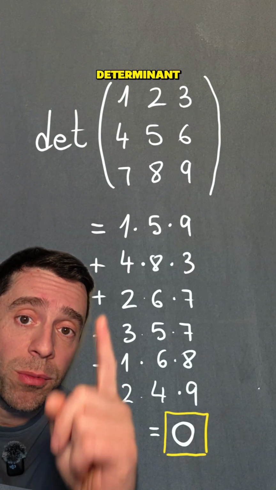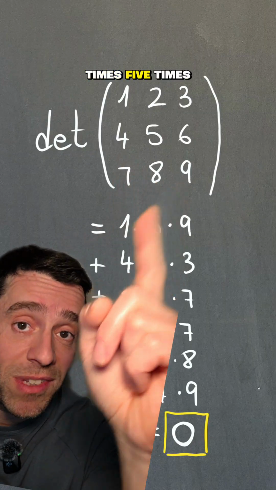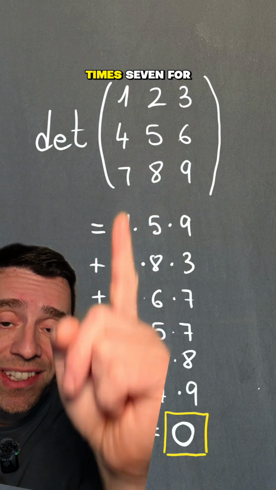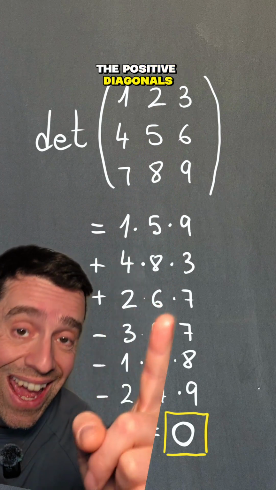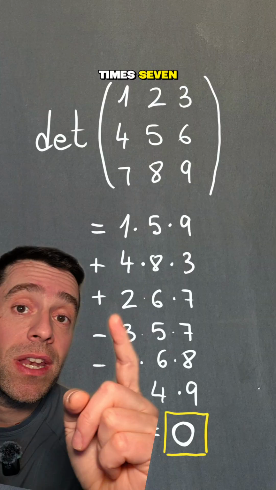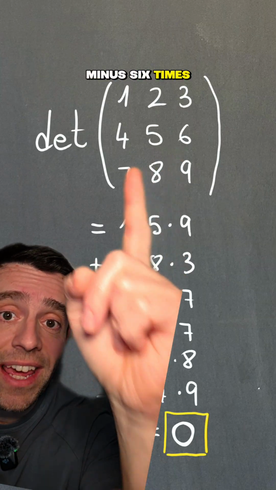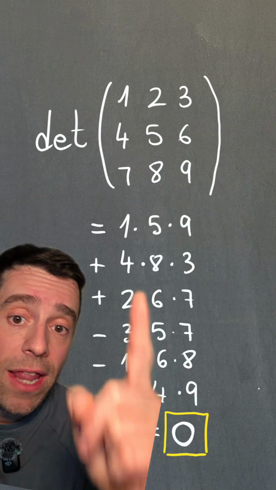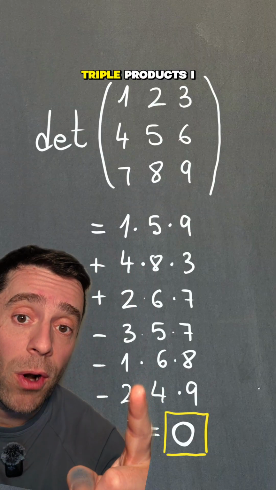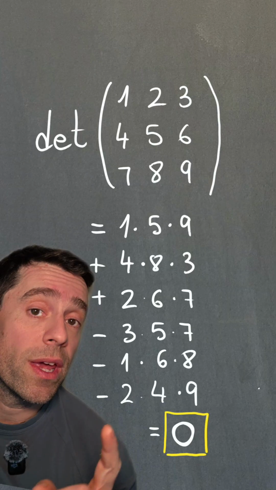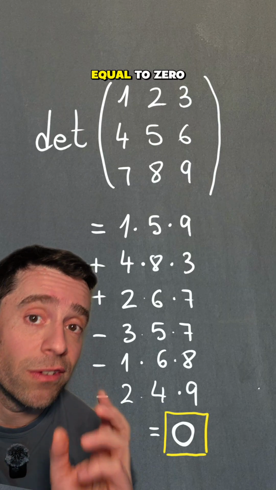For example, this determinant would be 1 times 5 times 9, 4 times 8 times 3, 2 times 6 times 7 for the positive diagonals, and then minus 3 times 5 times 7, minus 6 times 8 times 1, minus 2 times 4 times 9. And these are all the triple products I have to compute, add it all up, and you get 0 in this case. The determinant is equal to 0.